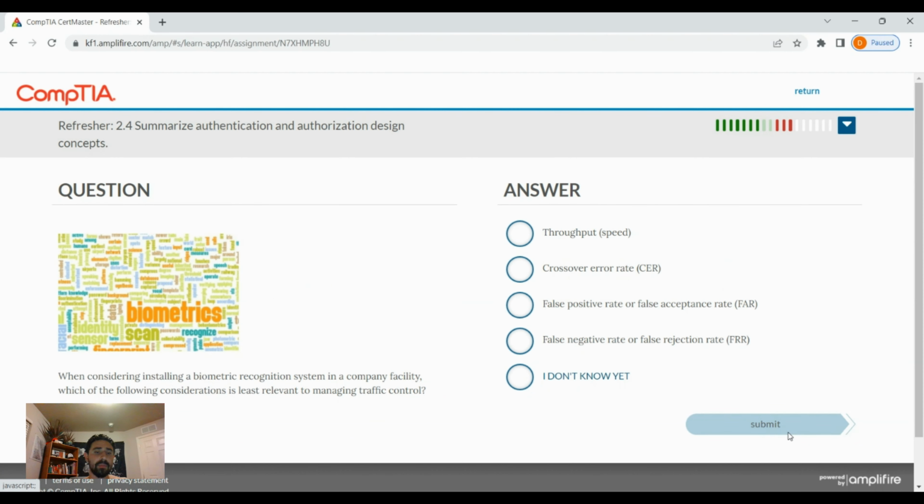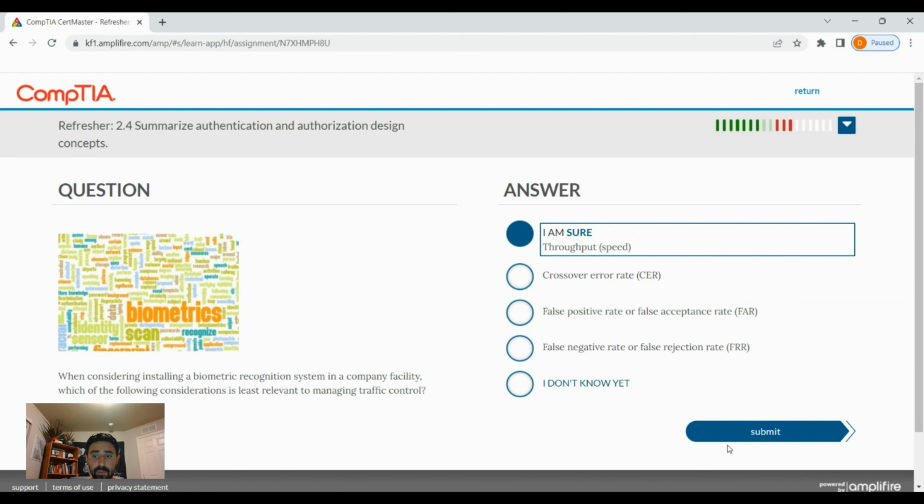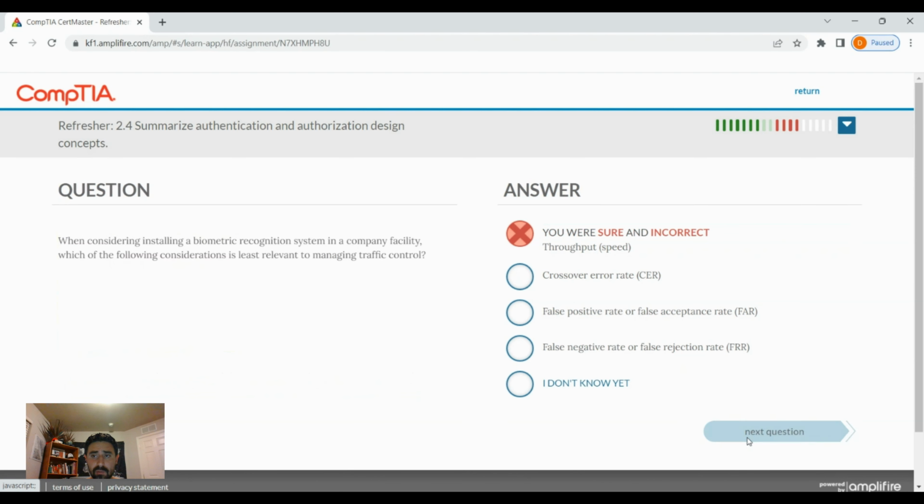When considering a biometric recognition system on a company facility, which of the following considerations is least relevant to managing traffic control? Throughput. So the speed. No.